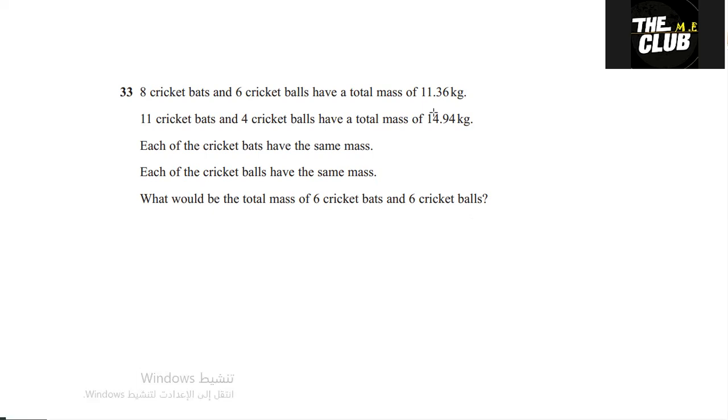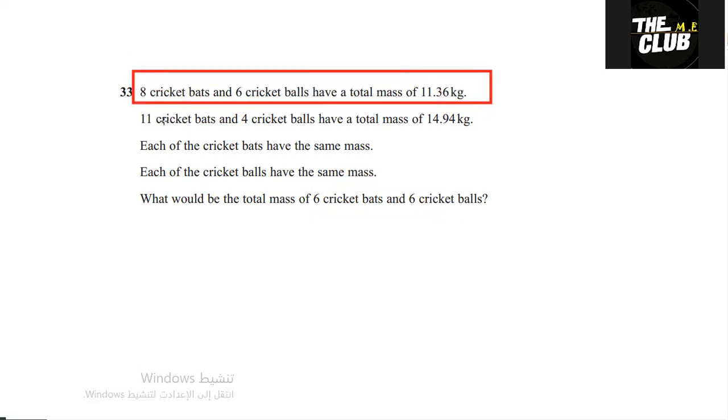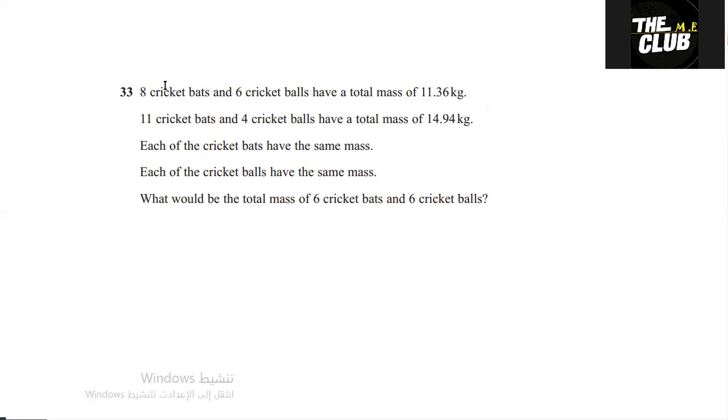So first, we're going to find the mass of each one of them, and then we're going to use them to solve this equation here. First, we're going to make ourselves an equation using this information, and then we're going to make another equation using this information, and we're going to work them out using simultaneous equations methods. First, let's call the cricket bats X, and the cricket balls Y.